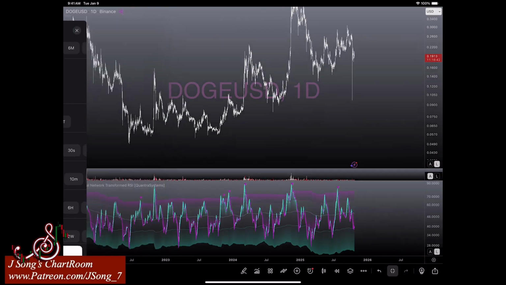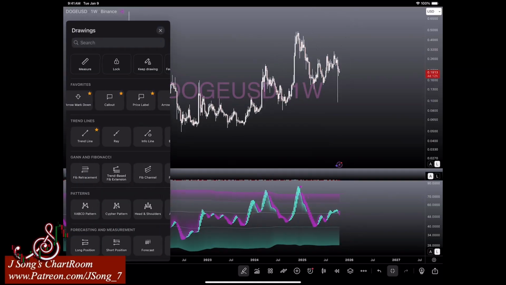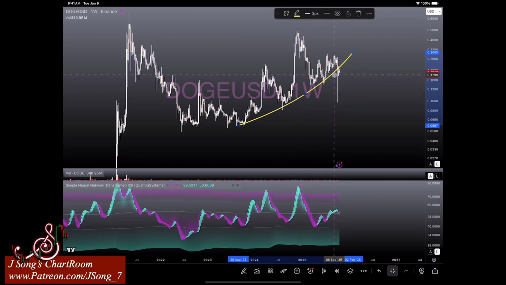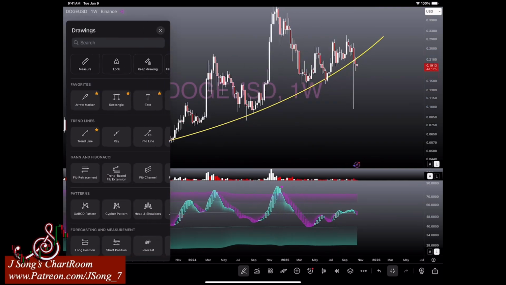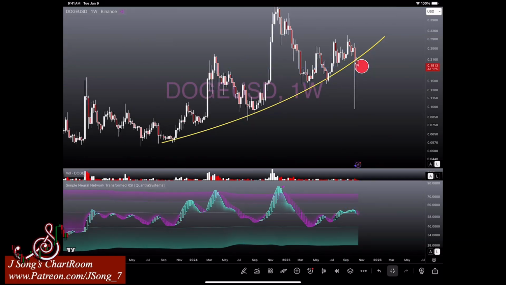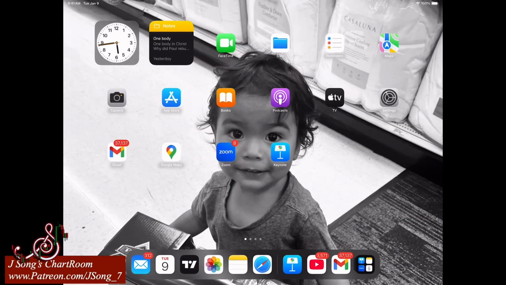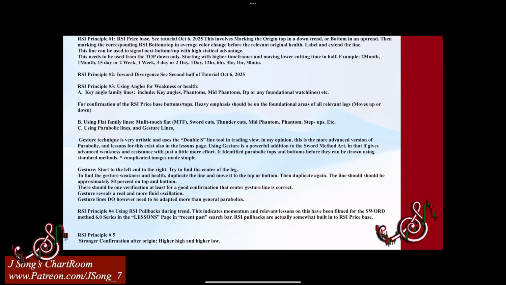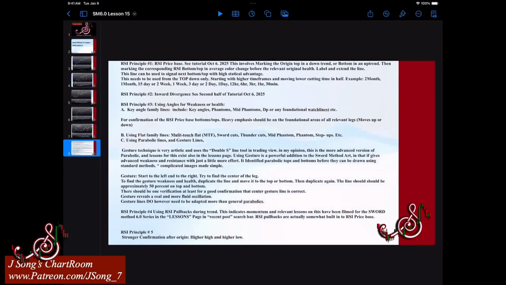Actually, let me make sure I mark out the major health and weakness so you guys can have a basic sense of where we're at. We're going to use that parabolic technique. So we're going to start with our first move, which is the parabolic about there. So this is not a good spot for Doge, in my opinion, based on just this. That's principle number 3 in our document, using health and angles for weakness or health.